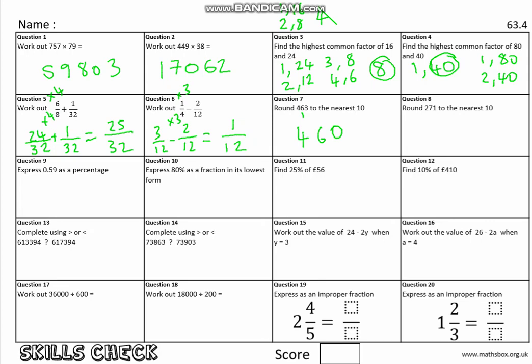Same for this one then, we're rounding to the nearest 10, so we're going to look in the tens column. And we've got a 7, okay? Now the next number is a 1, that's 4 or below, so I can leave that as it is. So that means I get 270 as my answer.